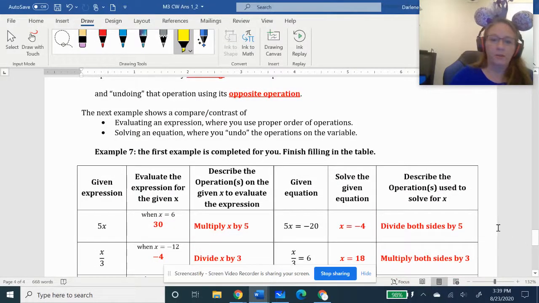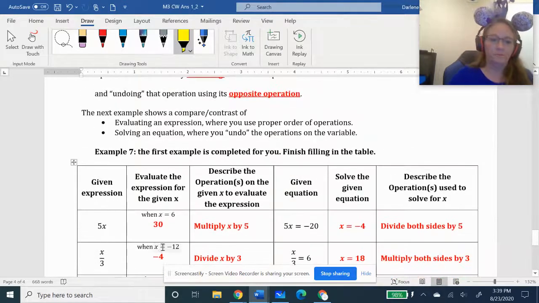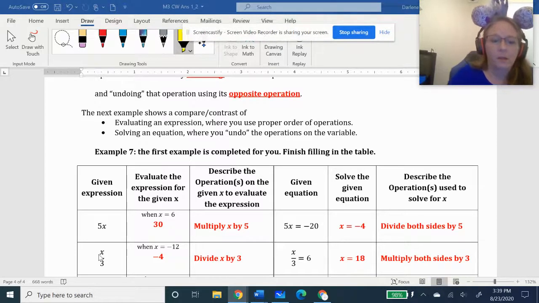So when x is equal to negative 12, you are looking at taking your x and literally dividing x by 3. That gives you negative 4.